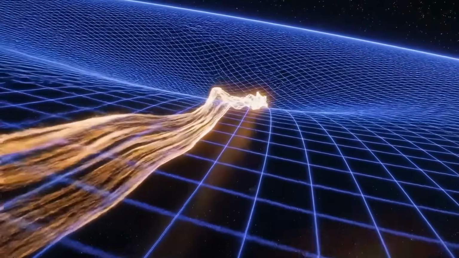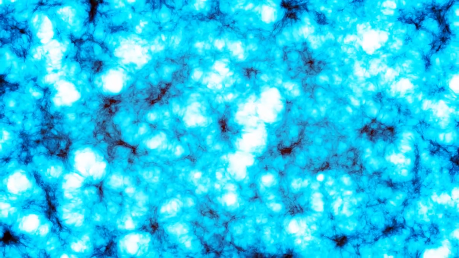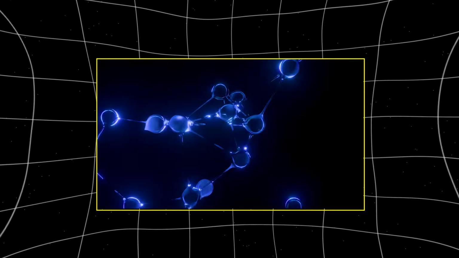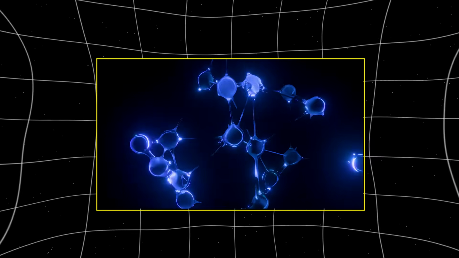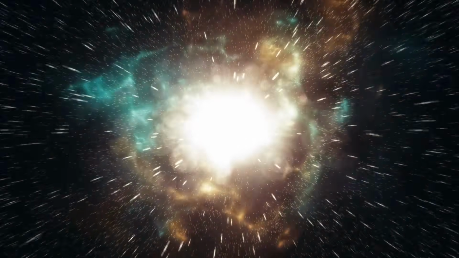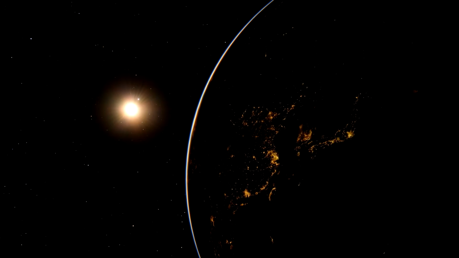So far, no deviation from point-like behavior has been observed. This defines the smallest measurable structure currently confirmed by experiment. If quarks or electrons have internal components, those components must exist at scales smaller than 10 to the minus 19 meters. Electrons are classified as elementary leptons in the standard model of particle physics.